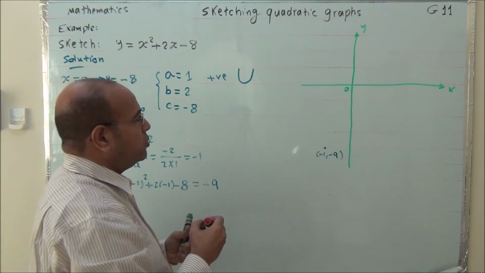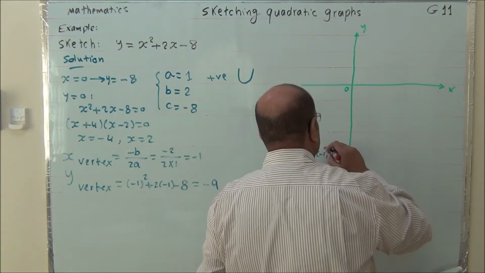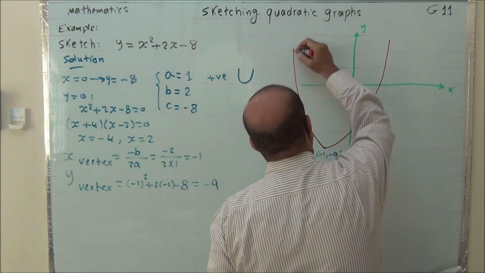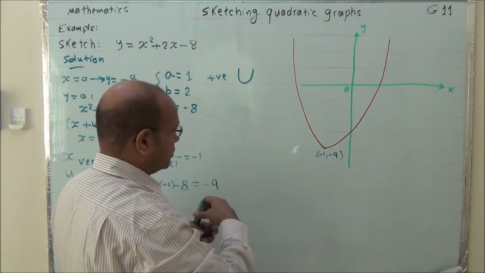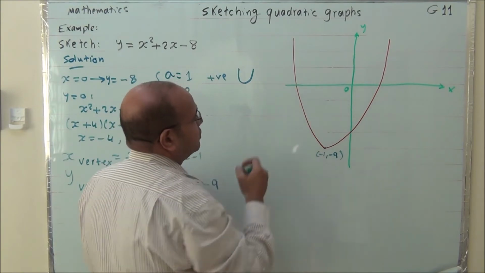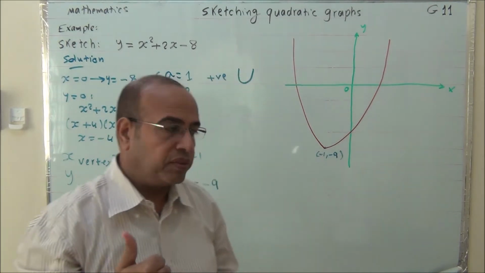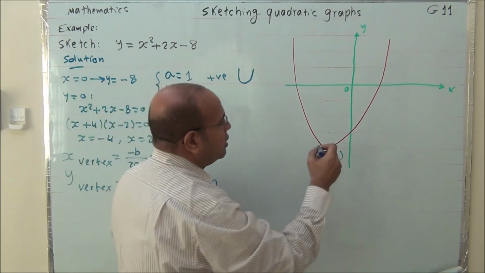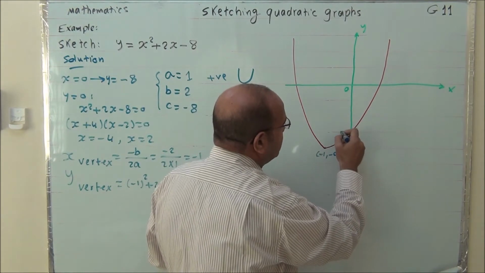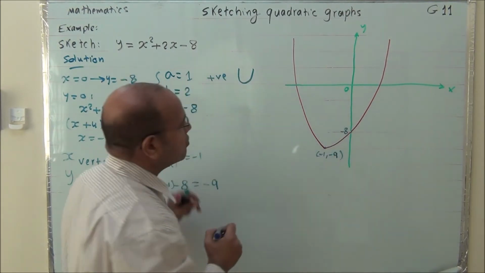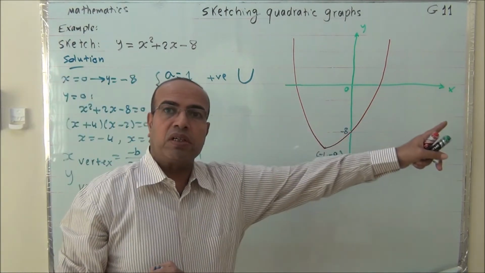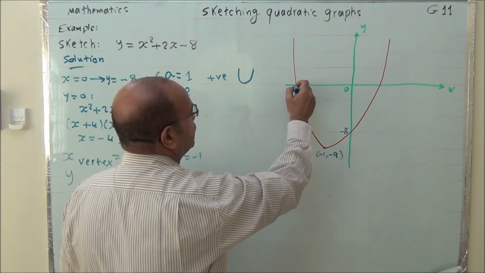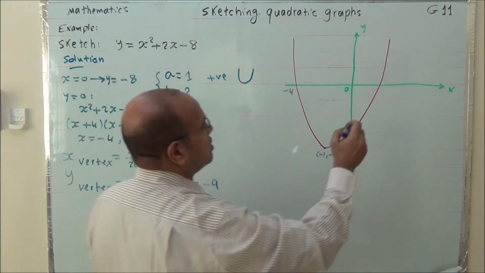So what we do, we draw the curve like this. So this is the curve. We need the points of intersection. The point of intersection with the y-axis, when x equals 0, y equals negative 8. So this point is negative 8. The points of intersection with the x-axis: x equals negative 4, so this point is negative 4 and the other point is 2.